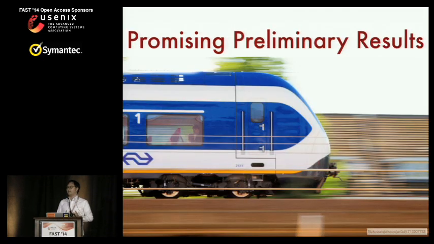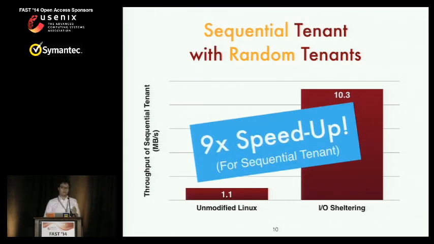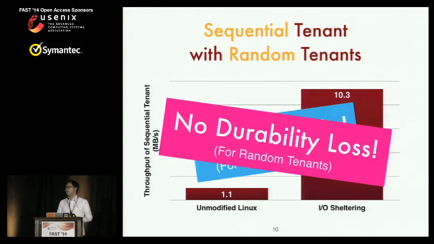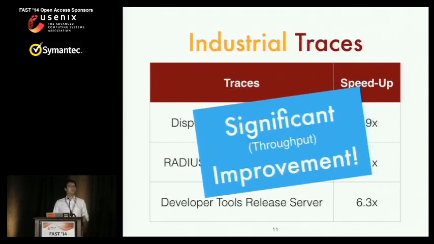So let's see how I/O sheltering did. With our micro benchmark consisting of one sequential tenant and multiple random tenants, we plot the throughput of the sequential tenant between unmodified Linux and Linux with I/O sheltering. Our early prototype gives us over 9x speedup for the sequential tenant without any loss of durability for the random tenant as well. Furthermore, we also simulate I/O sheltering using one hour industrial block level traces, and we get significant throughput improvement for all three traces that we tried.